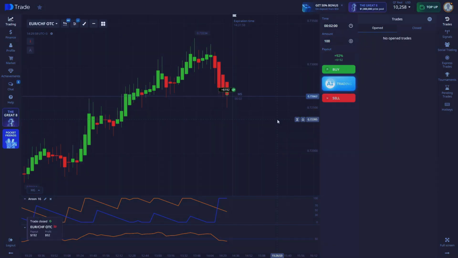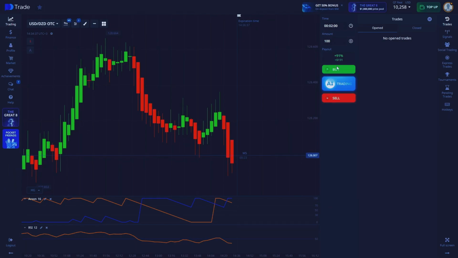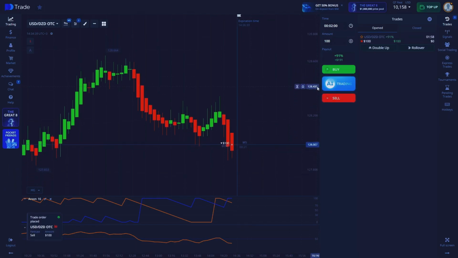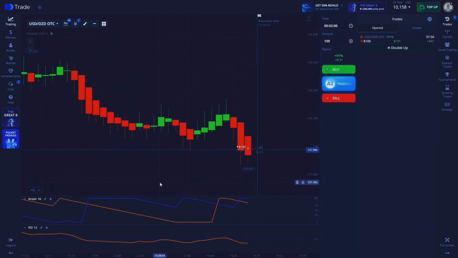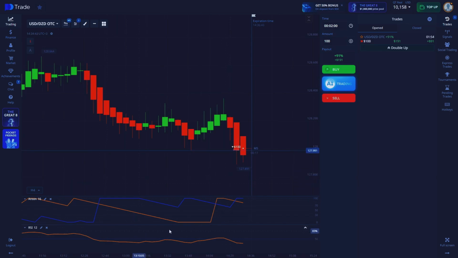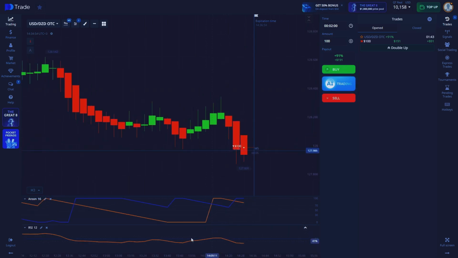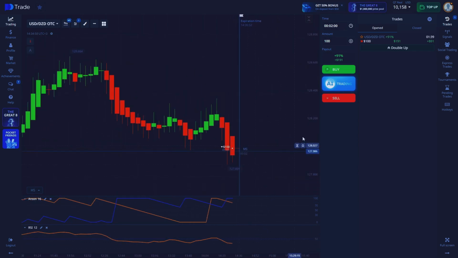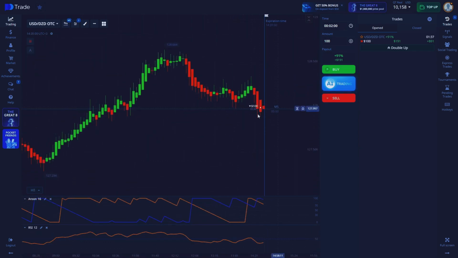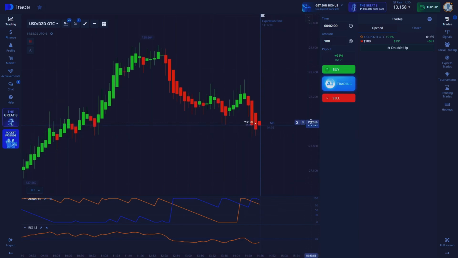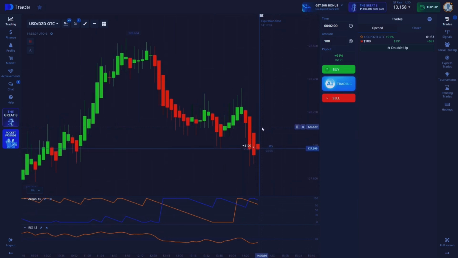So this trade closes in profit. I change the currency pair. Now I will enter a trade for a decrease. Let's pay attention here. The situation seems a bit more interesting. So look at what's happening here. The orange line crosses the blue line from top to bottom, and the same situation occurs with the RSI. So the crossover has also happened. The orange line crossed from top to bottom the blue line, and in theory we should have some sort of decline. So let's see what comes out of this in the end.